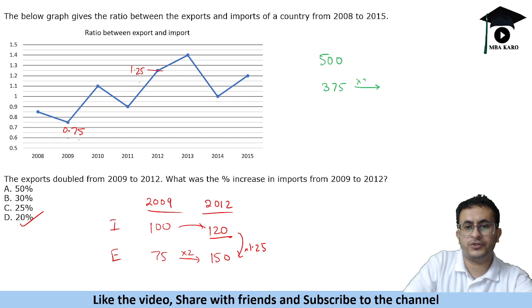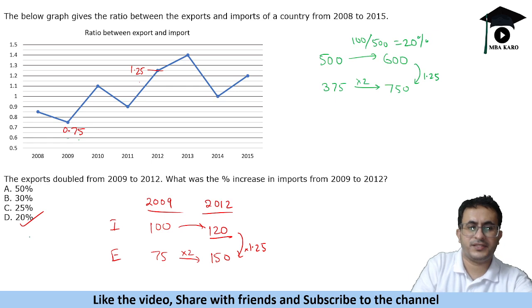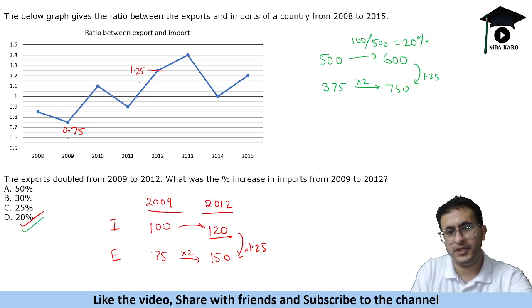इसको double कर दो, you will get 750, right? And it is 1.25 times. So 1.25 से divide करो, you will get 600. And if you see the percentage change, it is 100 by 500, which is 20%. Okay, so you will get the same answer. इससे भी 20% आया, इससे भी 20% आया.